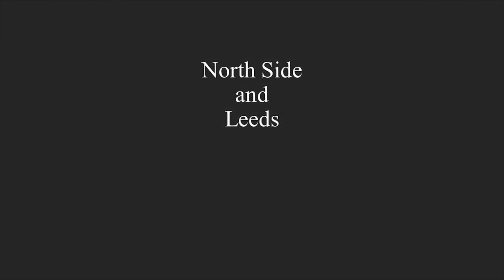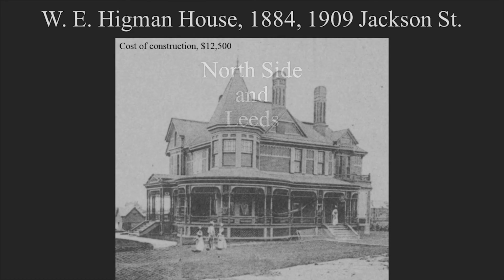We're moving up. We're going to the north side and hit a couple houses in Leeds. The north side was really the hotbed of Victorian and Queen Anne Victorian style architecture, largely because of a few developers. I've already talked a little bit, I mentioned W.E. Higman as a major developer of the north side. Well, this was his personal house, which he had built in 1884 at 1909 Jackson Street. The cost of this structure was $12,500.